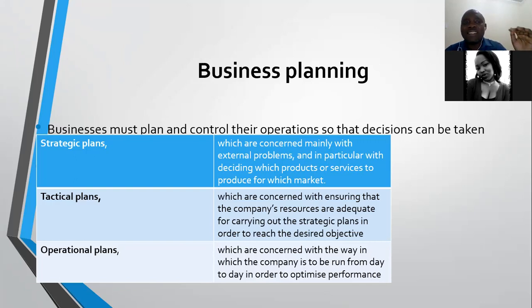We'll have the strategic plans up there, where you find the CEO and his or her management. Let me assume it is a lady and her management. Strategic plans are at the apex of decision making in the organization, concerned mainly with external problems, and in particular deciding which products or services to produce for which market. At that level, it is unstructured.